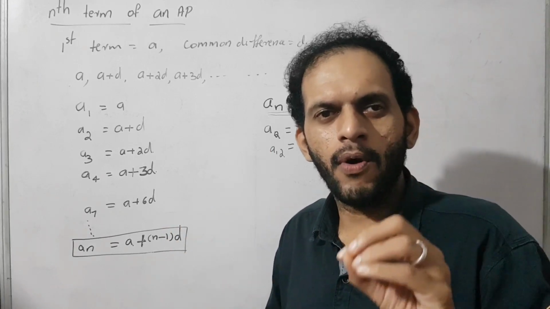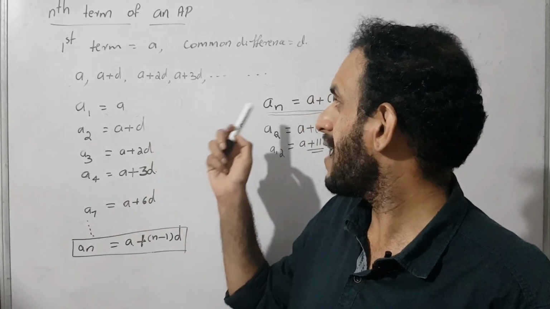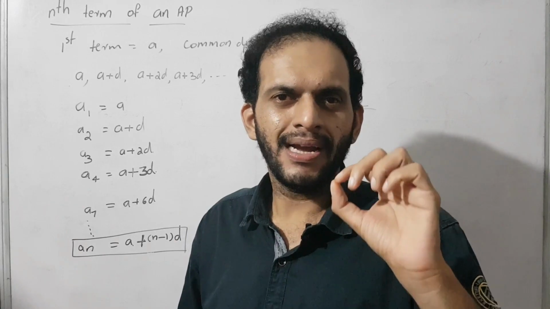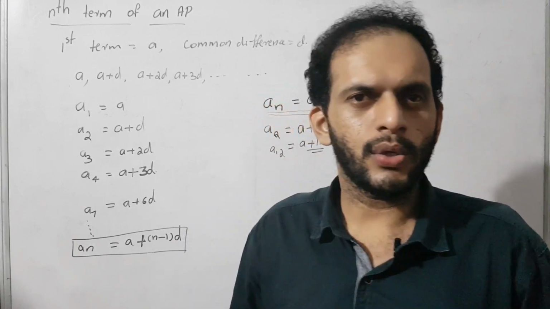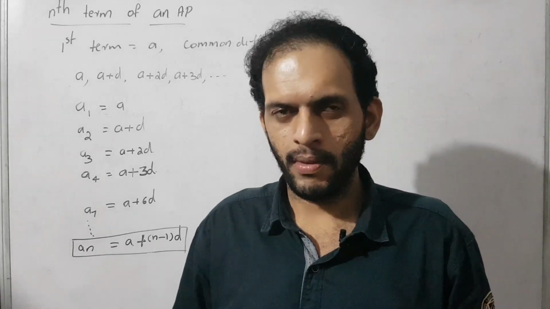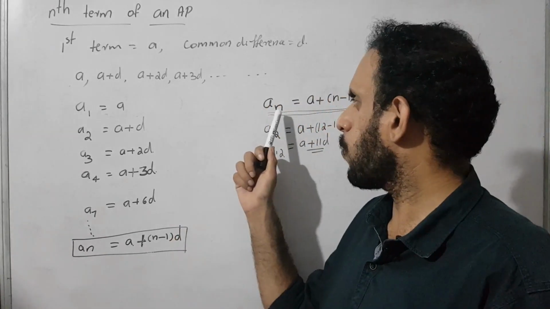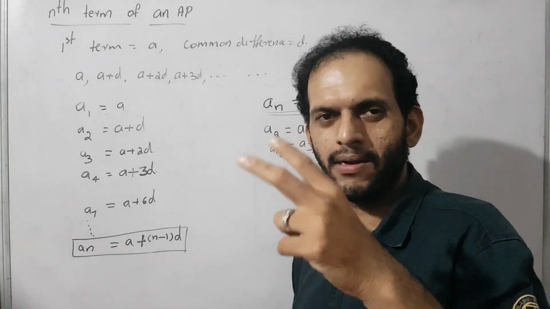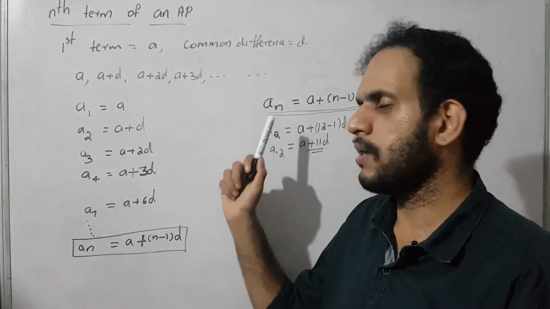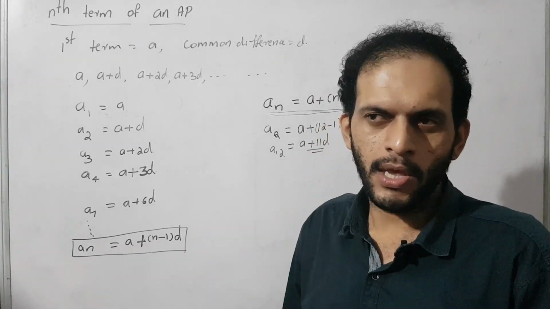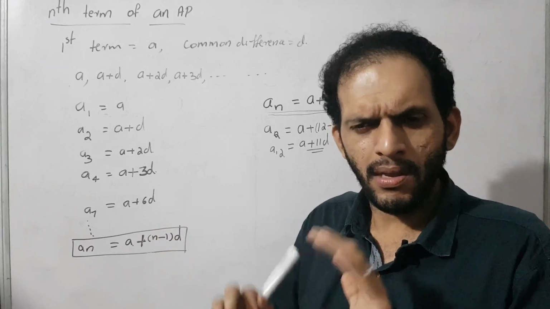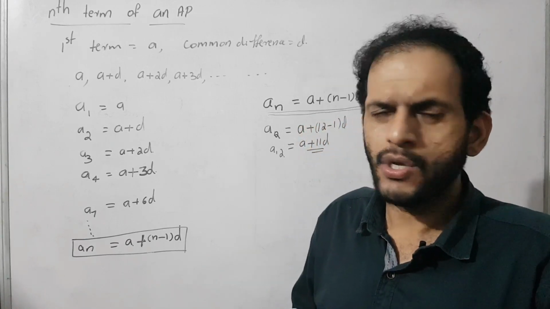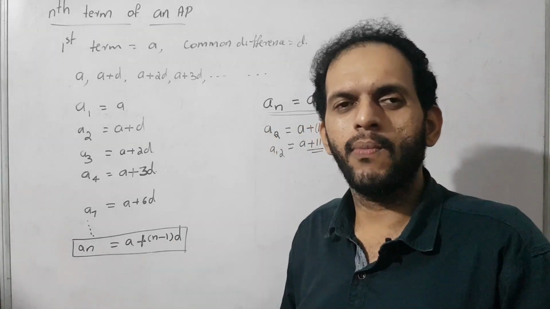The general form of the terms of an AP is an is equal to a plus n minus 1 into d. That means if you substitute n is equal to 1, then you get the first term. If you substitute n is equal to 2, you get the second term. If you substitute n is equal to 3, you get the third term, and like this it is possible to find the terms of the AP. So an is called the general form of an AP.